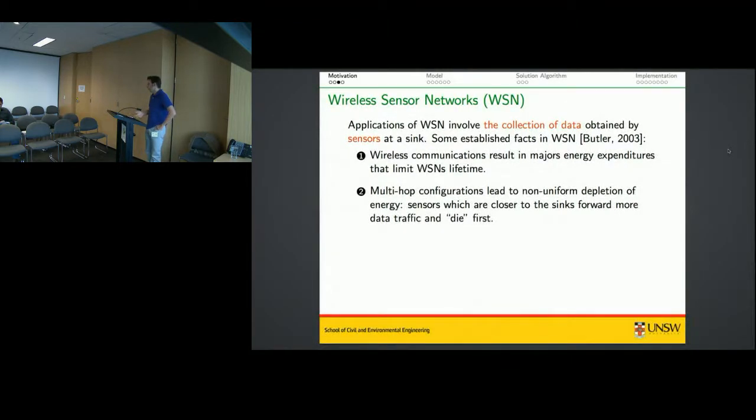The problem is that in multi-hop, the sensors which are closer to the sink will forward all the traffic of the rest of the sensors, and they will lose their energy faster than any of the other network sensors, and that will of course make access to the sink impossible, because nobody will be able to forward any more traffic to the sink.